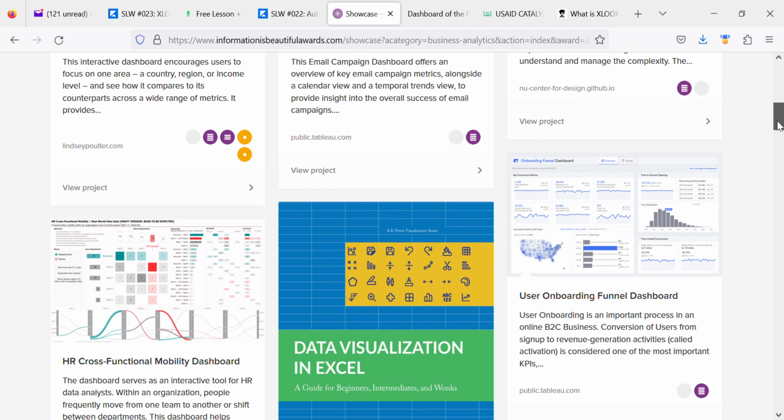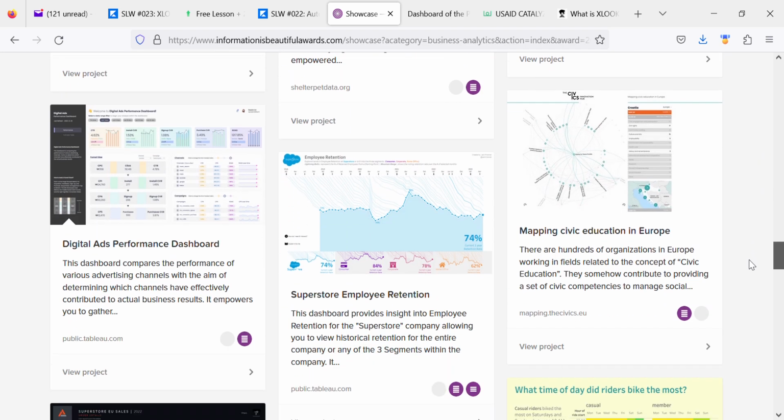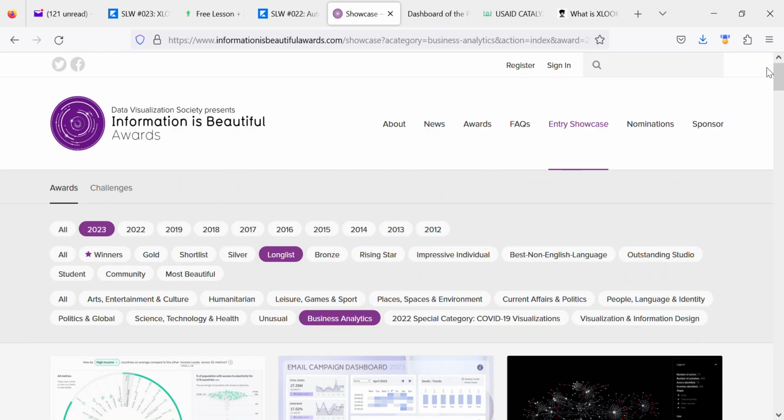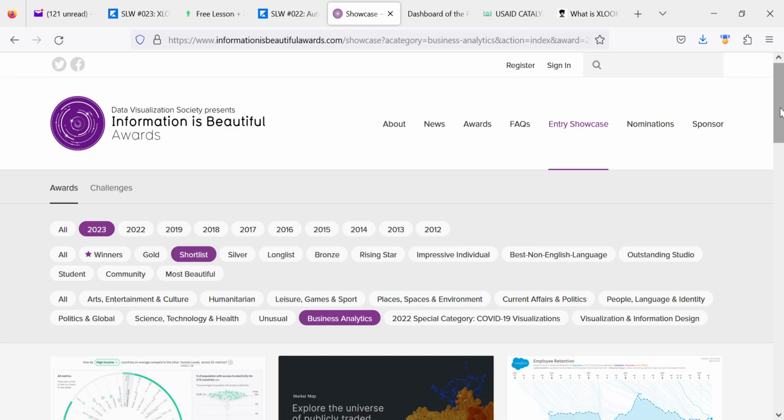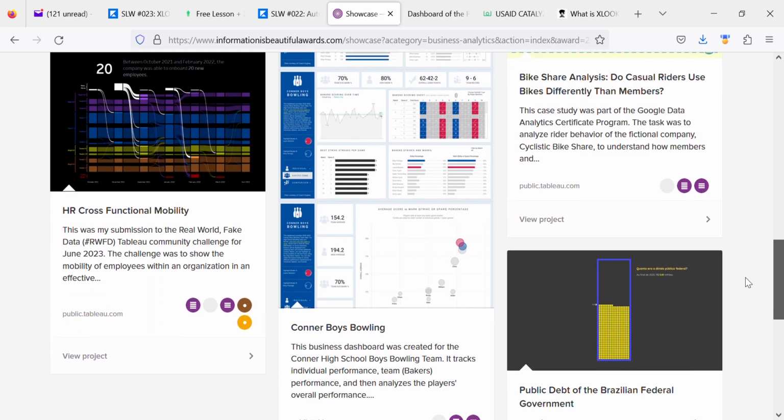Here are the long lists. And then the short list under business analytics. These are the short list.